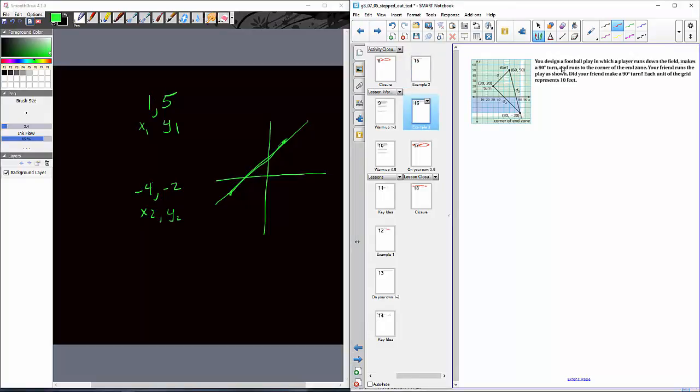So it says here, you design a football play in which a player runs downfield, makes a 90-degree turn, and runs to the corner of the end zone. Your friend runs the play as shown. Did your friend make a 90-degree turn? So we have to figure out the length of this, the length of this, and then the length of this. If all three sides work, it is a 90-degree angle, or a right triangle, right? So let's just go through and start doing this.